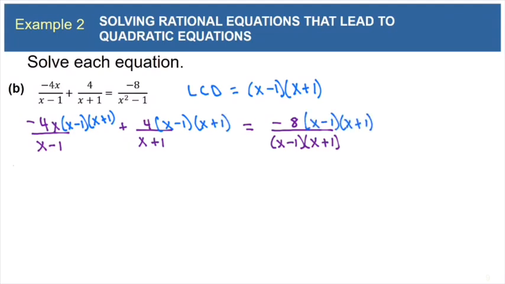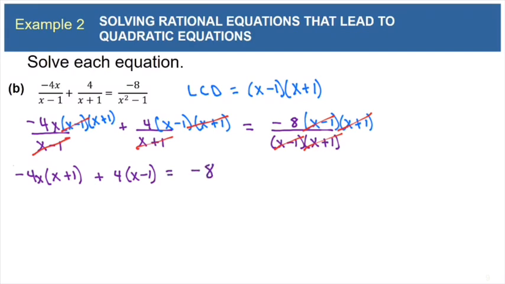Just like we did before, we'll multiply each term by that common denominator and see what will cancel out. On the first term, the x minus 1's will cancel out. On the second term, the x plus 1's will cancel out. And on the right side, both the x minus 1 and the x plus 1 will cancel out. And so that's going to leave us with negative 4x times x plus 1 plus 4 times x minus 1 equals negative 8.